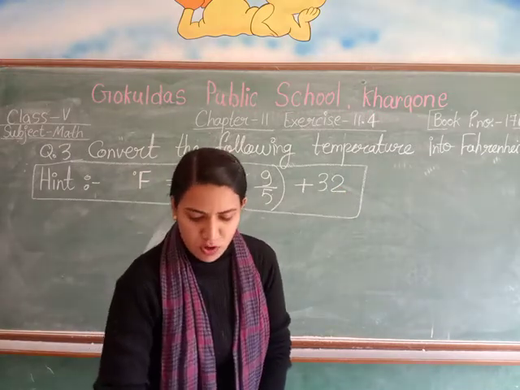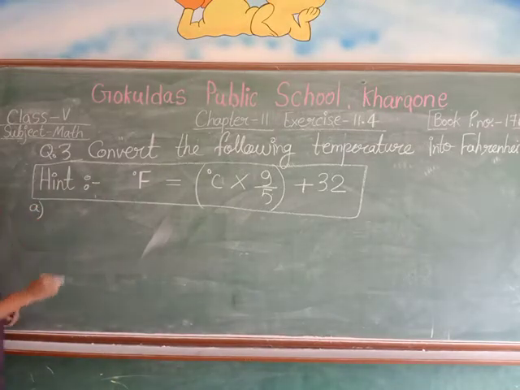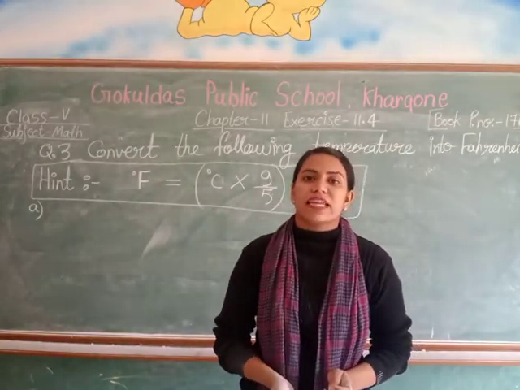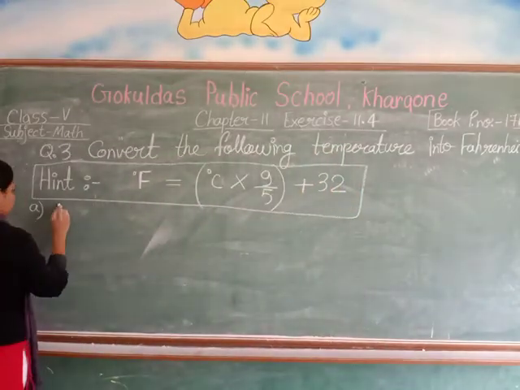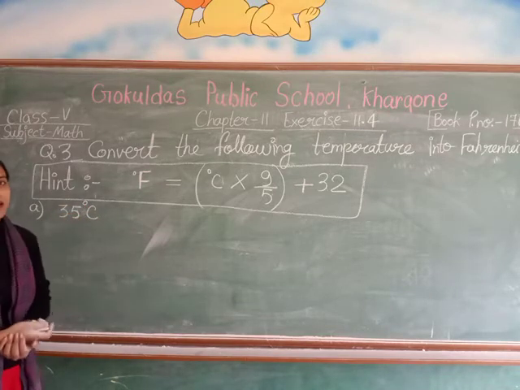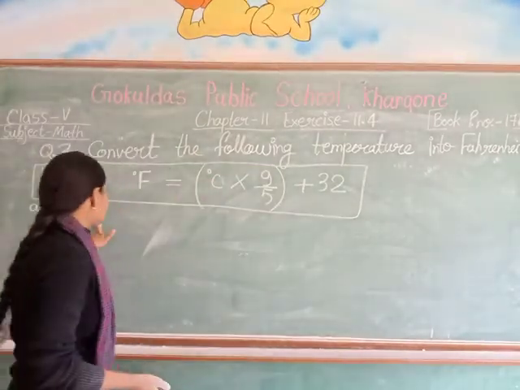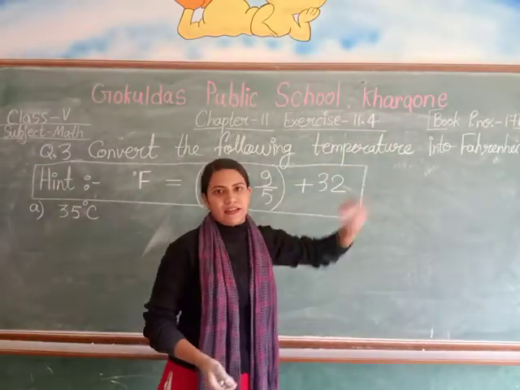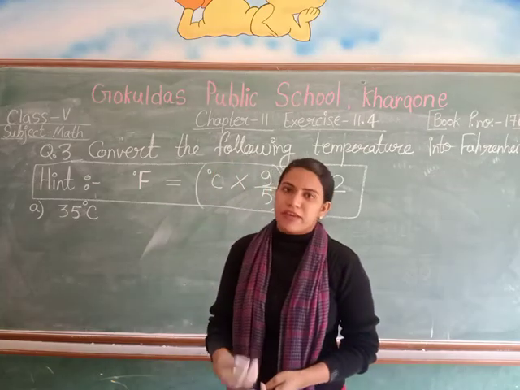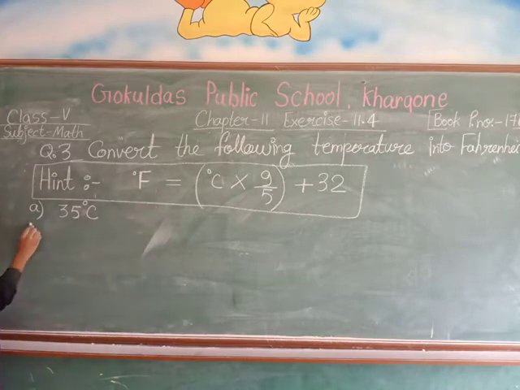Okay, now we will solve question number A. What is the given temperature? Observe, the given temperature is 35 degree C. What is your task? Read the question. Convert 35 degree C temperature into Fahrenheit. Means what is your task? You will convert this 35 degree C into Fahrenheit. So we have a formula to convert.